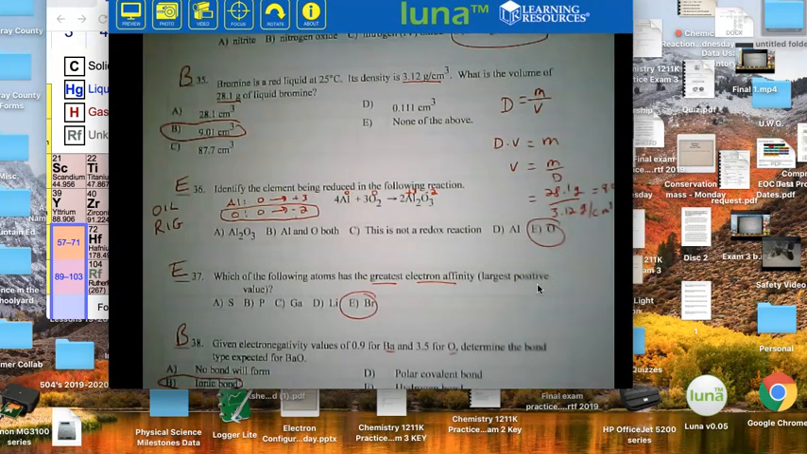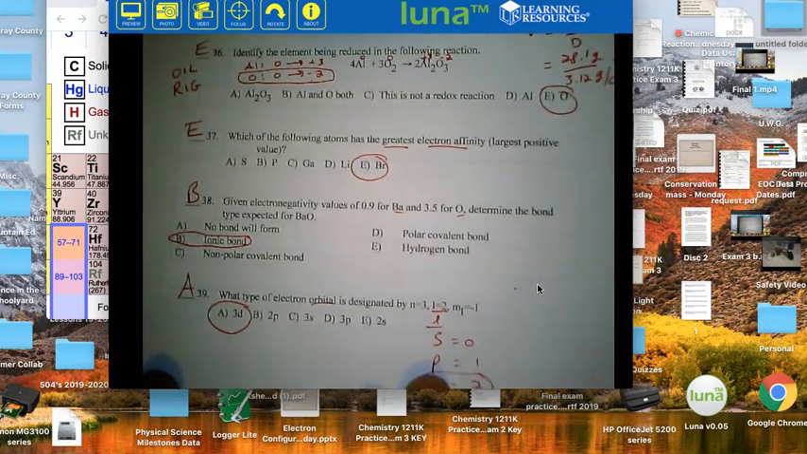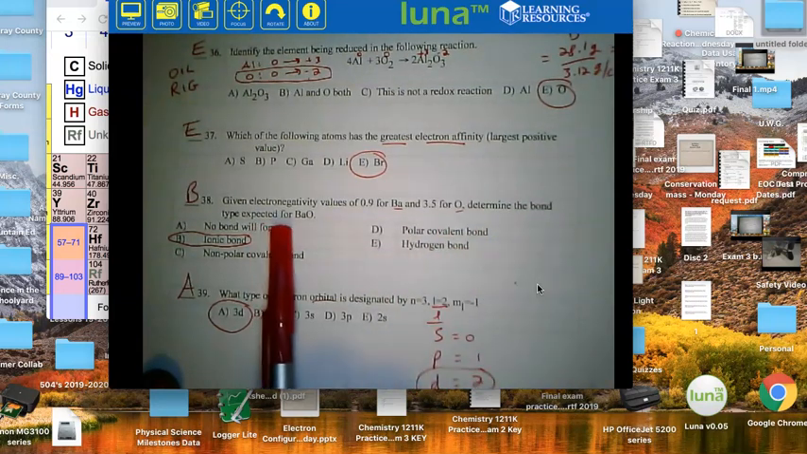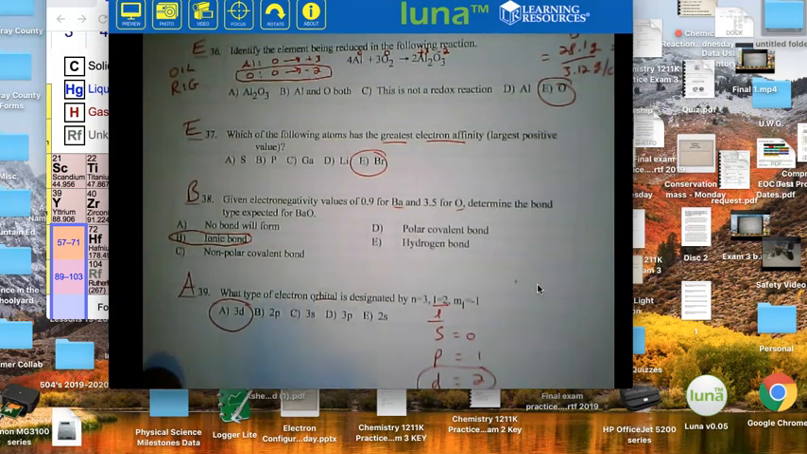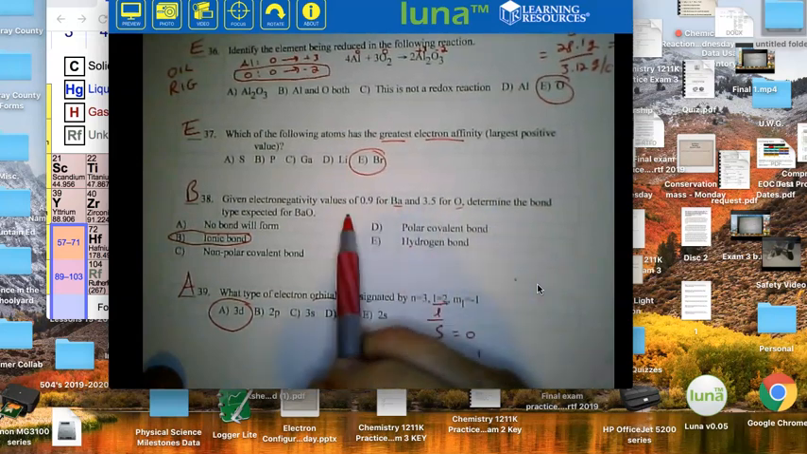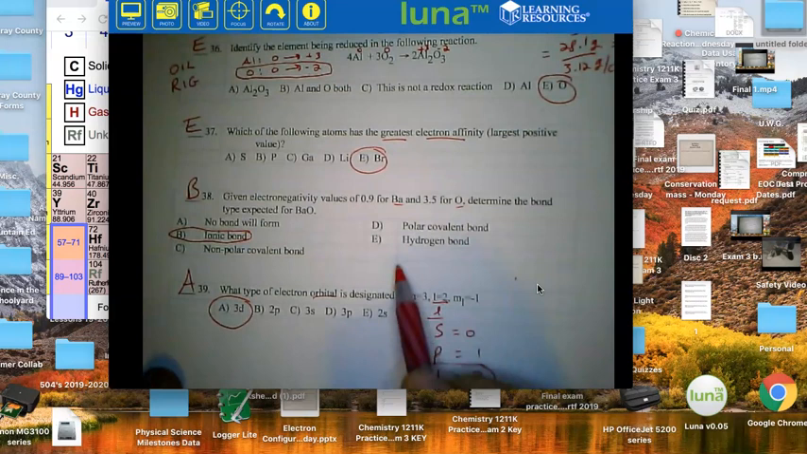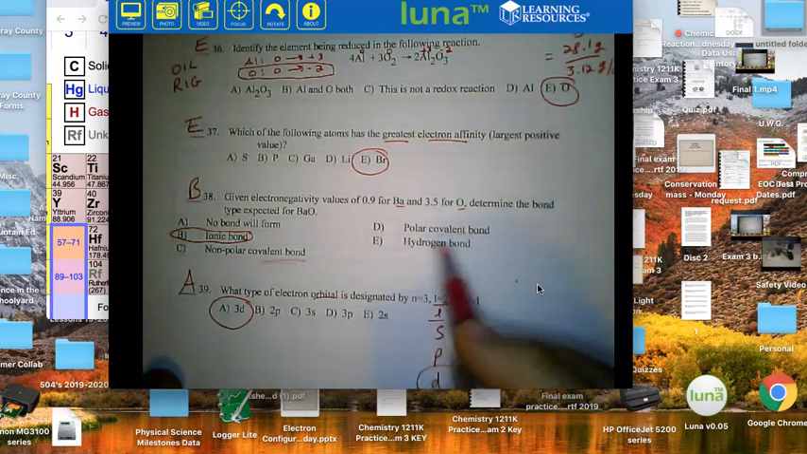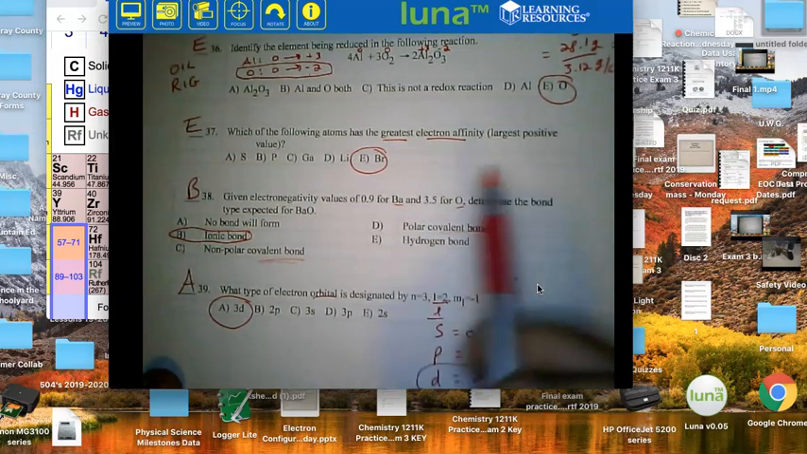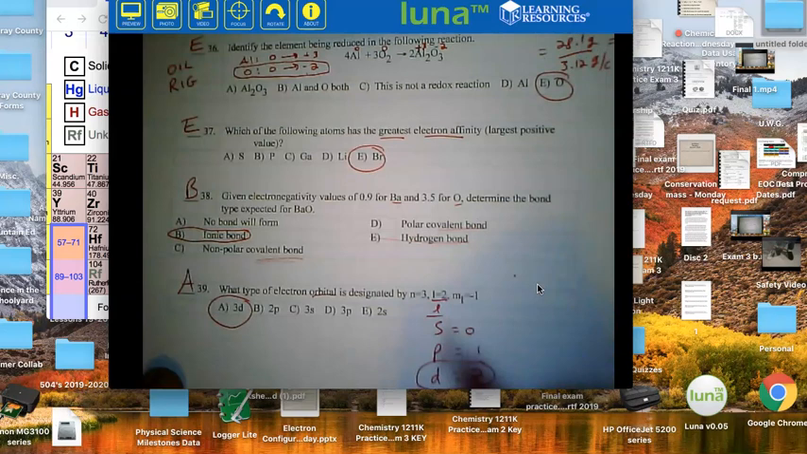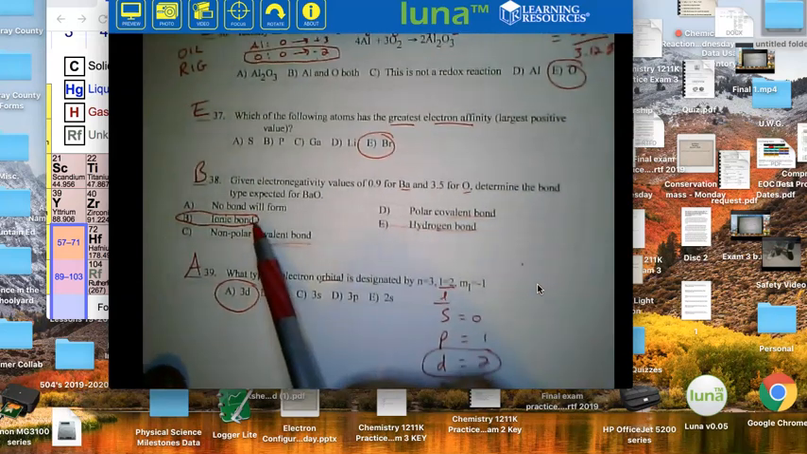Number 38, given the electronegativity values of 0.9 for barium and 3.5 for oxygen, determine the bond type expected for barium oxide. So I know this is going to be an ionic bond because there are such large differences in electronegativity. Also, you're not going to have covalent bonding here, as that only occurs when you have 2 nonmetals, and here barium is a metal. We haven't talked about hydrogen bonds yet at all. That will be next semester, so ionic bonding should be your answer there.